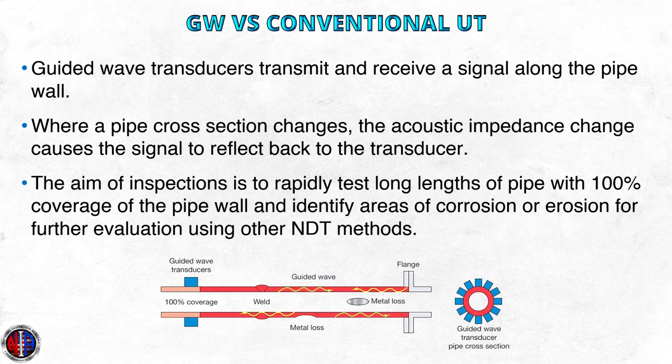Guided wave transducers transmit and receive a signal along the pipe wall. Where a pipe cross-section changes, the acoustical impedance change causes the signal to reflect back to the transducer. The aim of inspections is to rapidly test long lengths of pipe with 100% coverage of the pipe wall and to identify areas of corrosion or erosion for further evaluation using other NDT methods.